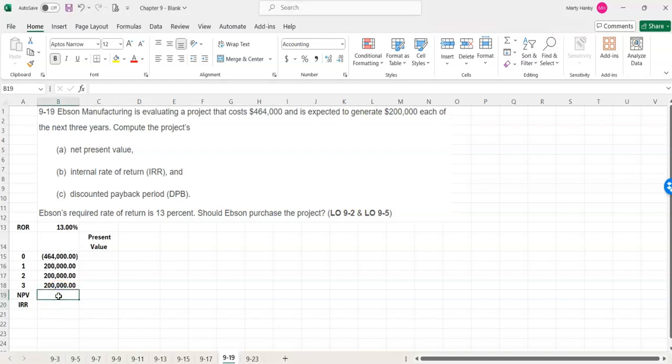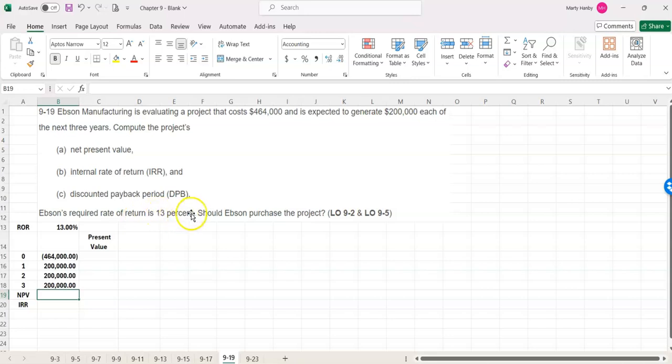Okay, this is problem 19 from chapter 9 of CFIN7. We're going to do an NPV, IRR, and a discounted payback period. Epson Manufacturing is evaluating a project that costs $464,000. Expected to generate $200,000 each of the next 3 years. Compute the project net present value, internal rate of return, and discounted payback period.